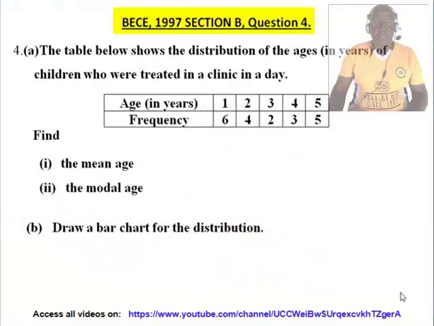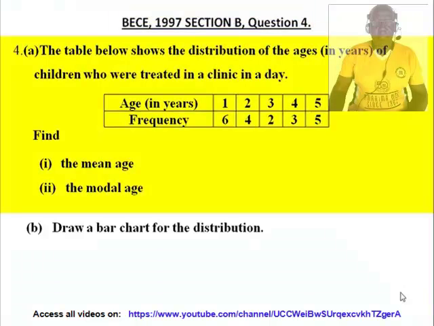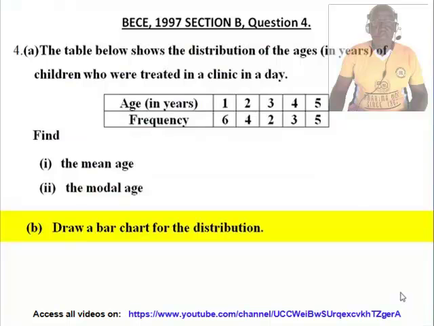BECE 1997, Section B, Question 4. 4a. The table below shows the distribution of the ages, in years, of children who were treated in a clinic in a day. The ages, in years, are 1, 2, 3, 4, and 5, and their corresponding frequencies are 6, 4, 2, 3, and 5. Find (i) the mean age, (ii) the modal age. 4b. Draw a bar chart for the distribution.